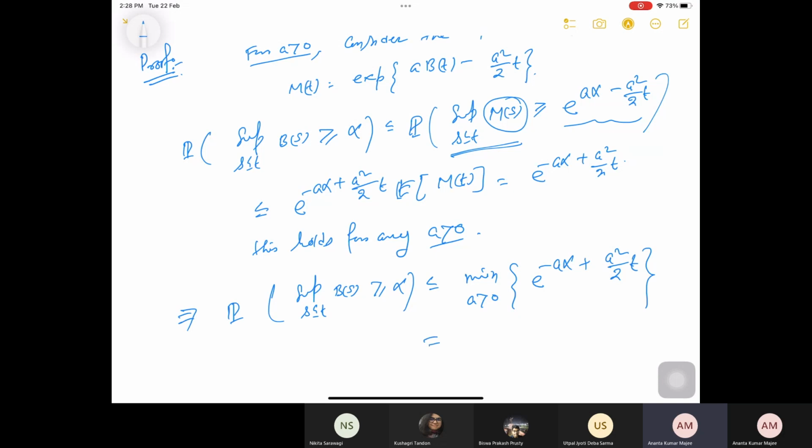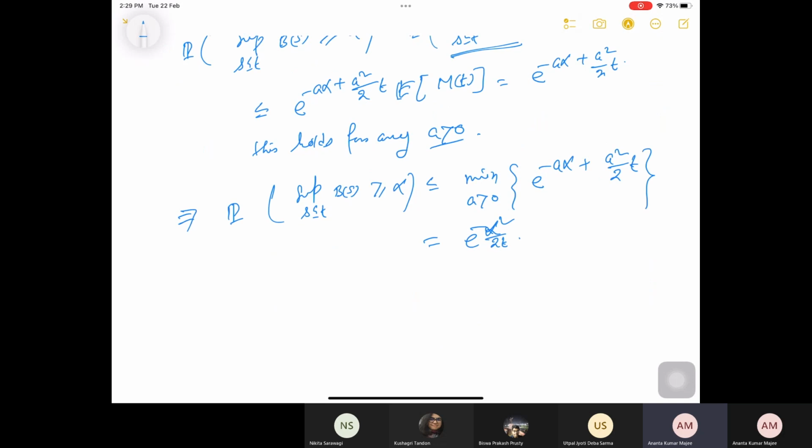Okay, now you know how to find this minimum. You think of the derivative with respect to a and put it equal to 0, and from there you find out what it will be. You'll see that the minimum happens when a is equal to alpha by t, and it is given by e to the power minus alpha squared by 2t. Okay, you check this part. So at the end, the probability of the supremum over s less than or equal to t of B_s being greater than or equal to alpha is less than or equal to e to the power minus alpha squared by 2t. Okay.